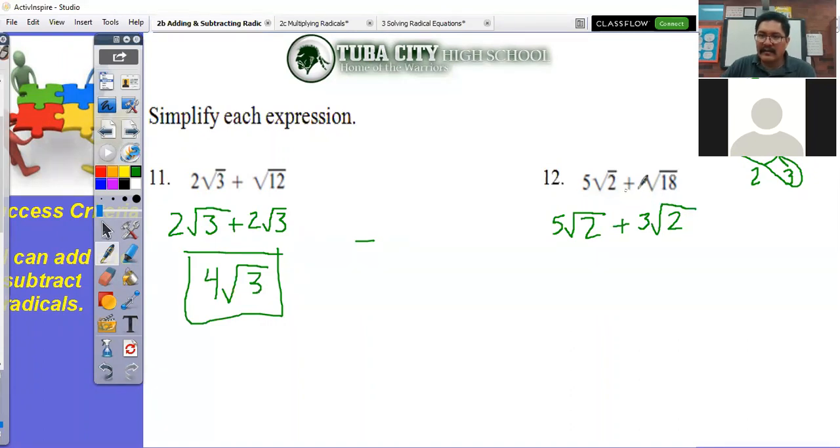But anyway, now our indexes match, our radicands match, so we can go ahead and add these together. 5 plus 3 is 8.